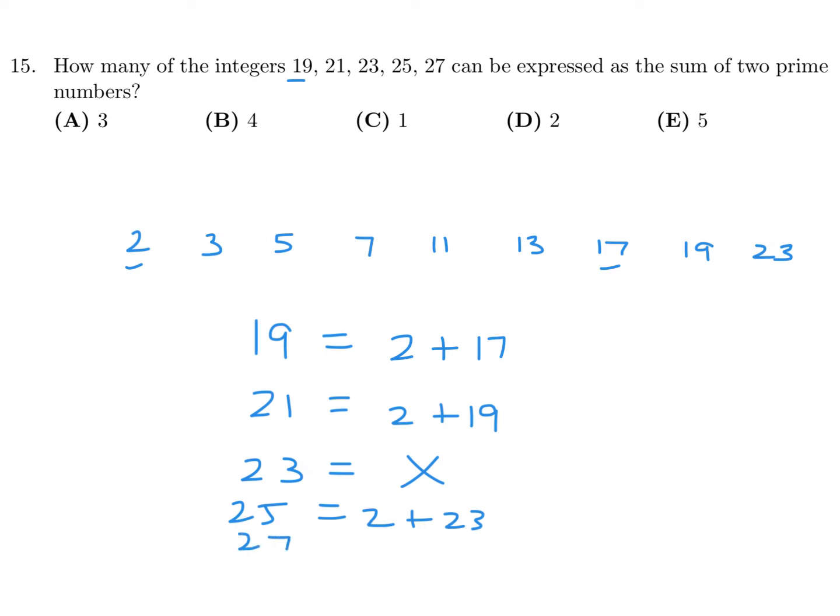And then 27. 27, I don't think so. Because 23 and 4, and then the whole conversation, you can't. So I'll let you figure out the combinations, but there's no way. So it looks like only these three. So therefore the answer is 3, which is A for number 15.